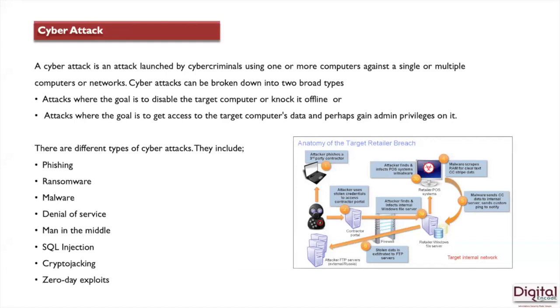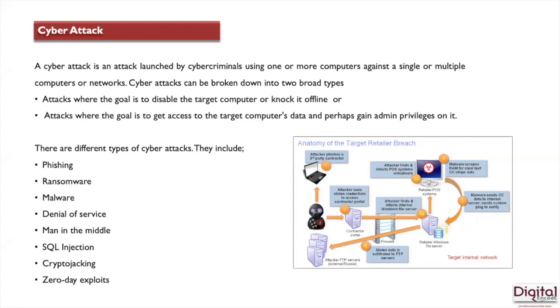Cyber attack is basically the use of computers by cyber criminals against several computers or networks. There are two reasons why an attacker would want to carry out a cyber attack. The first is to disable the target computer, knock it offline, make it unreachable even for the owner of the computer. The next is to get access to that target system and perhaps even gain admin privileges on the system. Everybody knows that once you have admin privilege on someone's system, you have access to a lot of data, probably sensitive information and the likes. So those are the two reasons why an attacker would want to attack a targeted computing device.